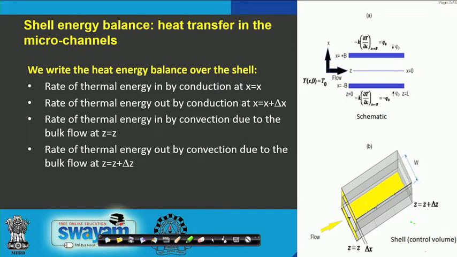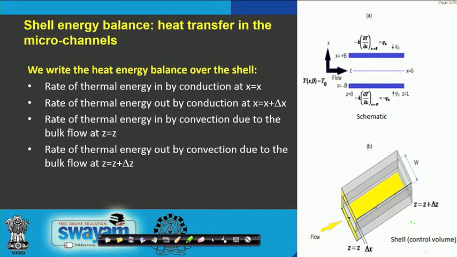The third part is the rate of thermal energy in by convection along the z direction, and the rate of thermal energy out by convection due to bulk flow. The third and fourth contributions are due to the bulk flow, the convective part that we have to consider, because bulk flow velocity is there. So, we have to consider the bulk transport of heat.